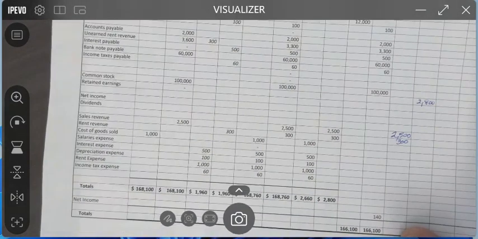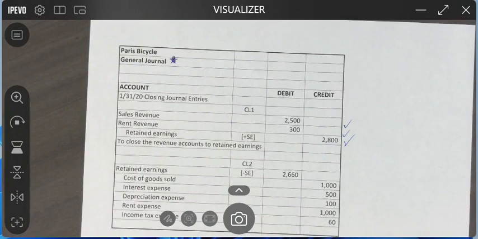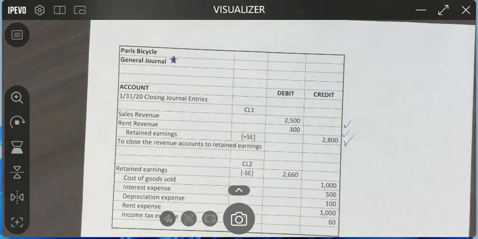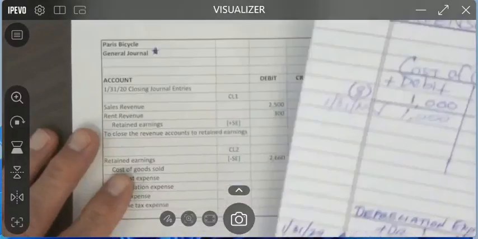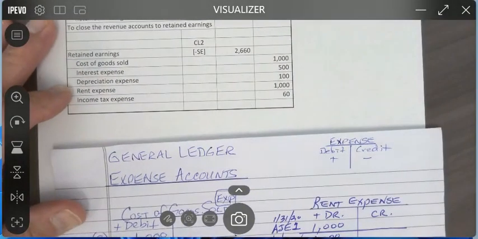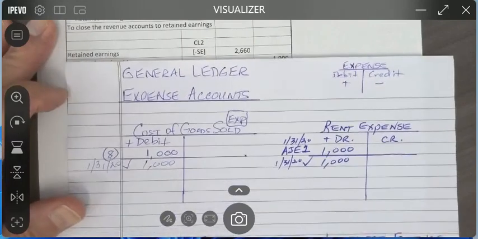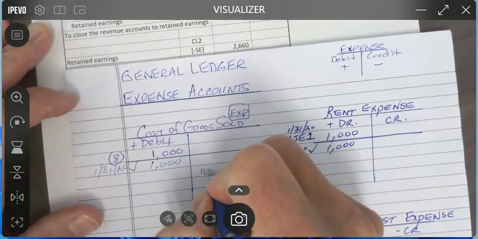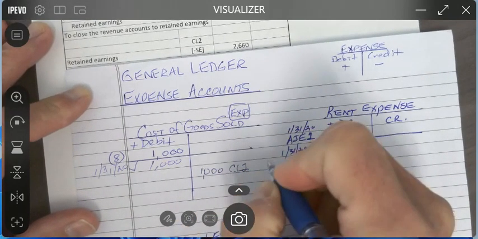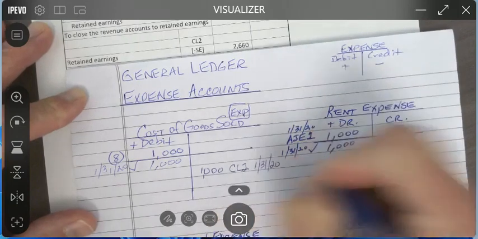And that brings us to the second part of the second closing entry at the end of January related to the expenses. So I will get my general ledger balances for the expenses handy. I'm going to post all this. We have the cost of goods sold being credited for $1,000 in closing entry 2 at 1/31/20.